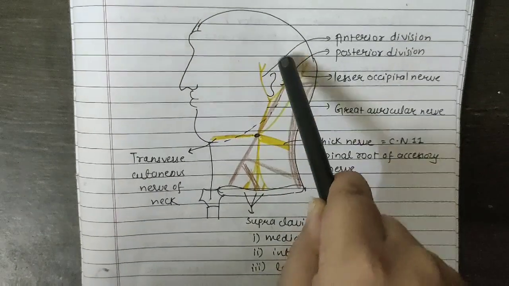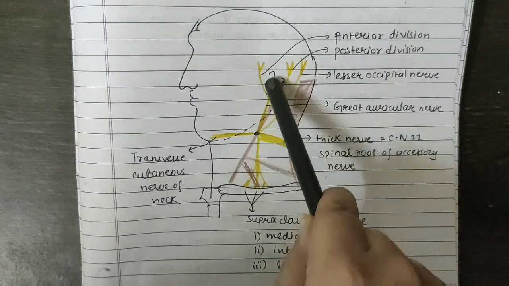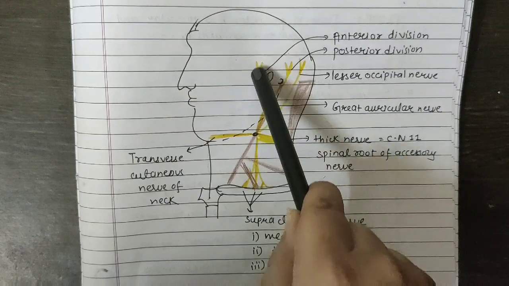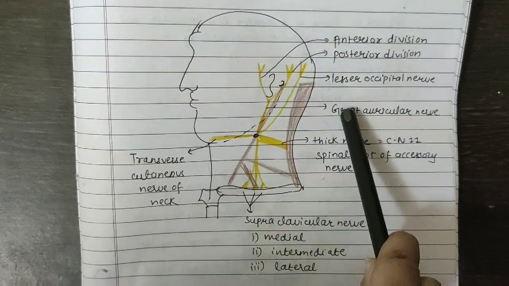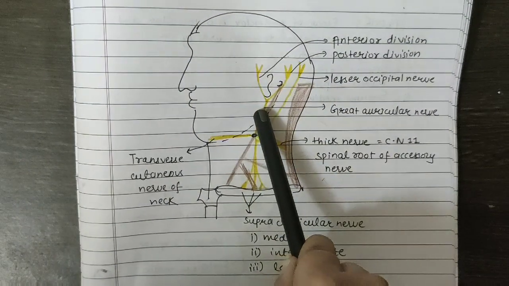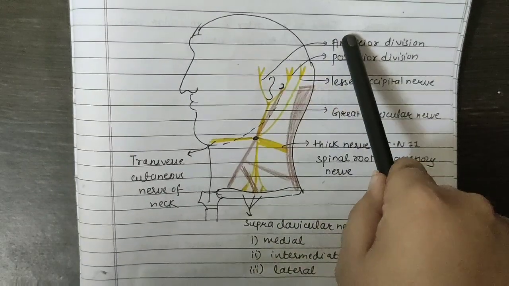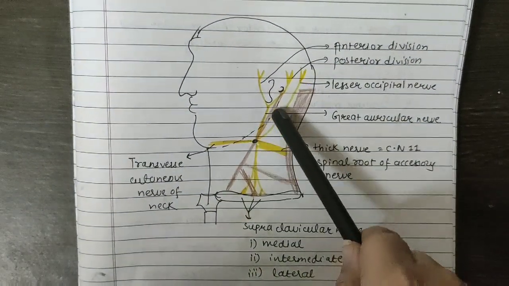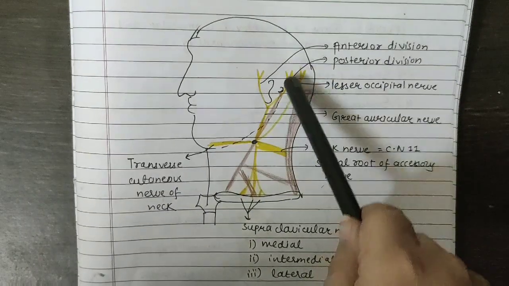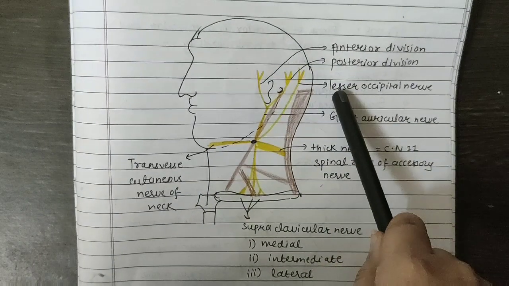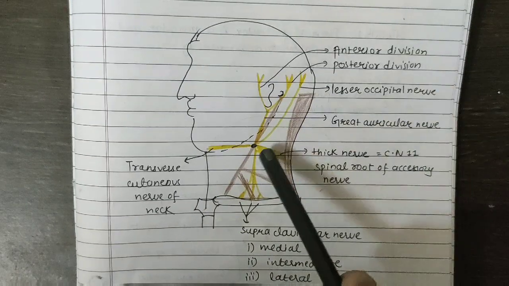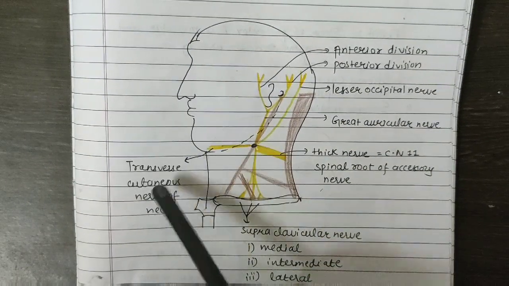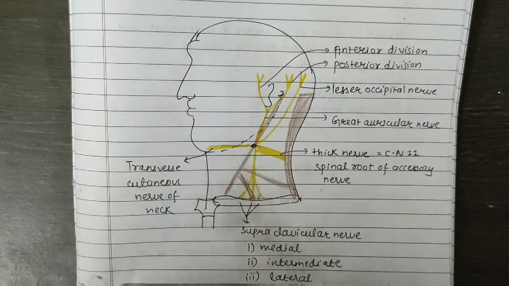This nerve, which is divided into two, is called the greater auricular nerve because it is going towards the auricle. Now this greater auricular nerve is divided into two, anterior division and posterior division. The other nerve that is going towards the occipital area is known as the lesser occipital nerve. Now the horizontal nerve is the transverse cutaneous nerve of neck.